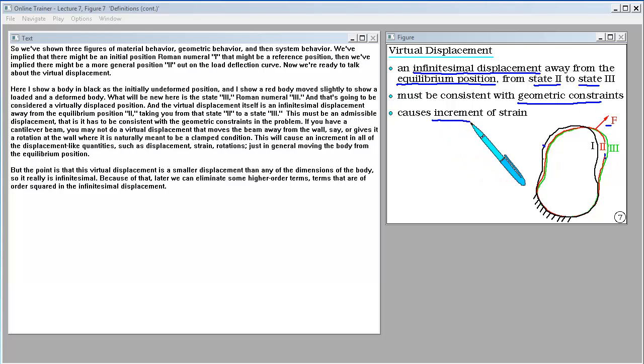This will cause an increment in all of the displacement-like quantities, such as displacement, strain, rotations, just in general moving the body from the equilibrium position. But the point is that this virtual displacement is a smaller displacement than any of the dimensions of the body, so it really is infinitesimal. Because of that, later we can eliminate some higher order terms that are of order squared in the infinitesimal displacement.